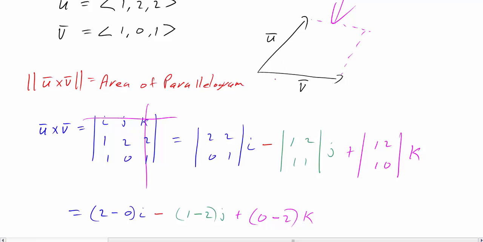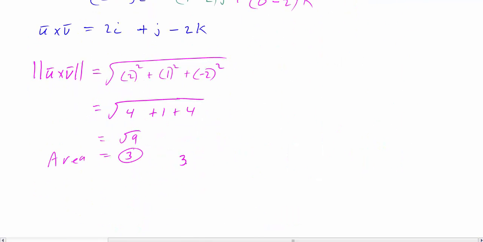If u and v are representing the adjacent sides of a parallelogram, then we have just found the area of this particular parallelogram. And because it's area, you want to keep in mind the answer would be 3 square units. Here we weren't given units, but if it was inches, it would be 3 square inches, or if it's feet, it would be 3 square feet.